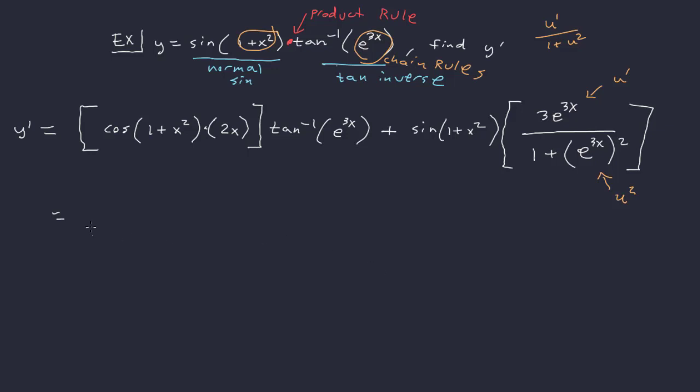But if you are trying to decide if it's like a multiple choice, it will give you the most simplified version. So you may want to simplify this a bit, clean it up a little bit. So let's say this is 2x cosine of 1 plus x squared times tan inverse of e to the 3x. Okay, plus, now, how are we going to simplify this? I think I'm going to make it one fraction. With simplification, there aren't really rules. They're just guidelines. Depends on what you're trying to do.